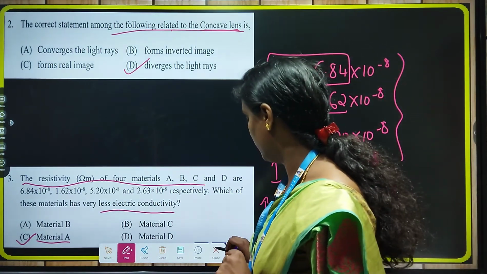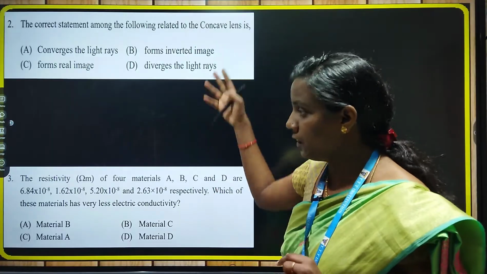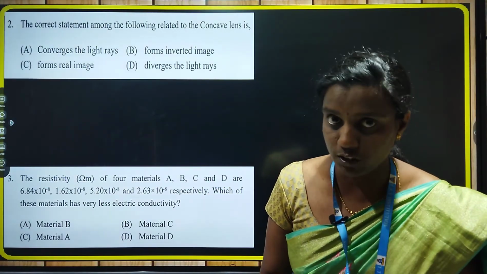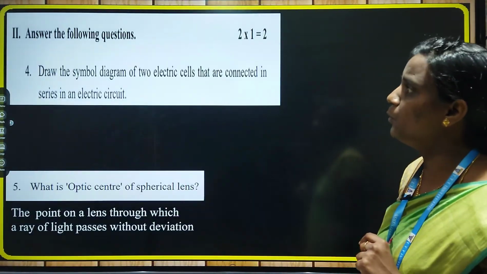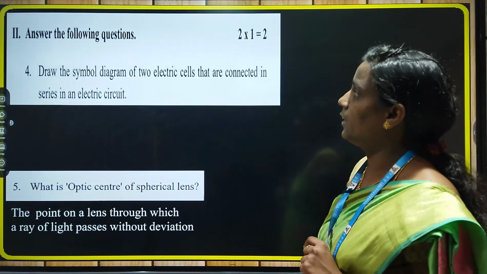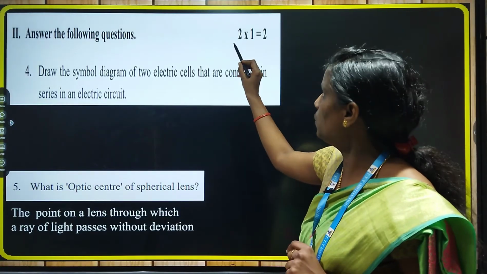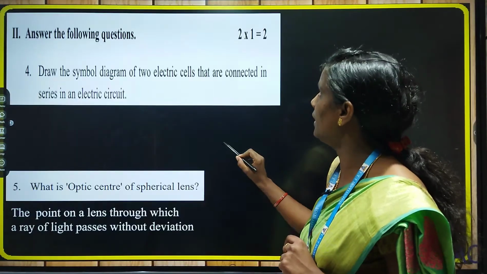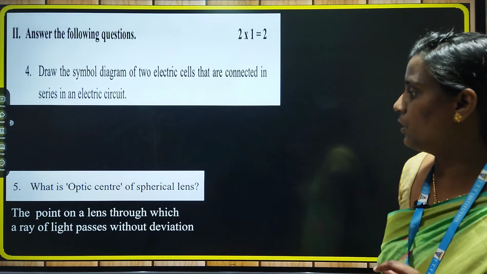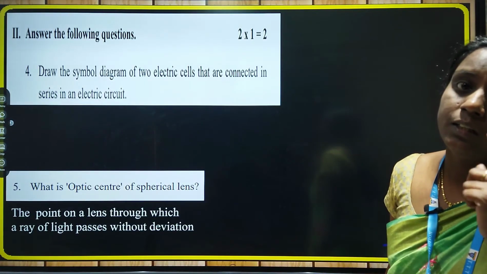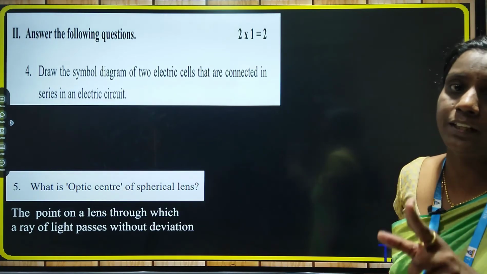Okay, fine, children. So, in part A, there are 3 objective type questions. Next, we will move on to the second main. See, in the second main, you have 2 questions, each carrying 1 mark. So, you are getting 2 marks.